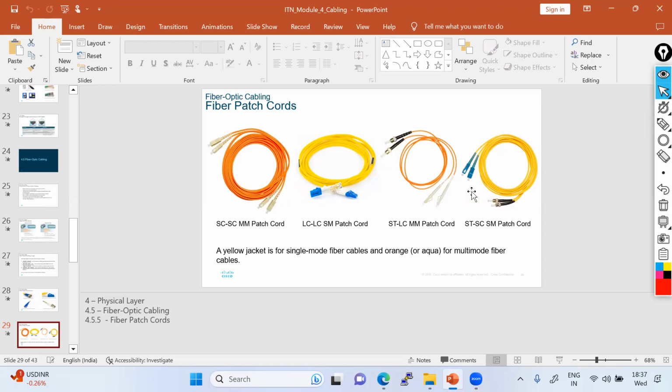This is all about the fiber patch cord. So see, LC SC multimode patch cord, SC ST single mode patch cord. So it could be many combinations. SC SC multimode patch cord. In multimode we have a large diameter, so we have to reflect the light within the cables.